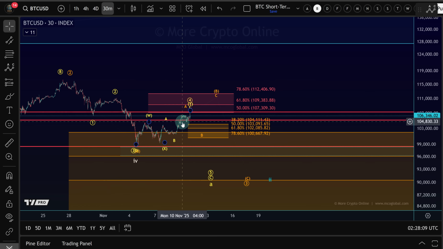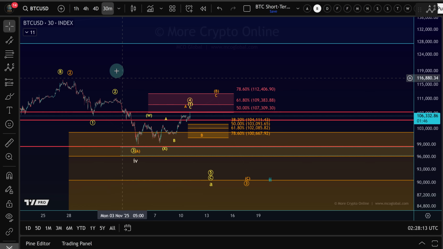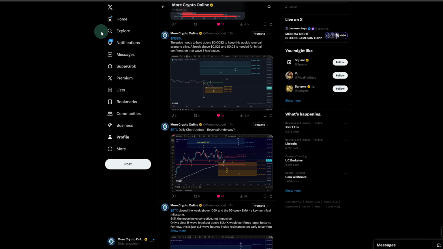This is the 30-minute chart, the short-term chart. If you're interested in the bigger picture, then feel free to check out our X channel. Earlier today, I published a video there for the chart update for the week, basically the parameters for the week, and that gives you a good idea of the overall context. The link to our X channel is in the comment section.